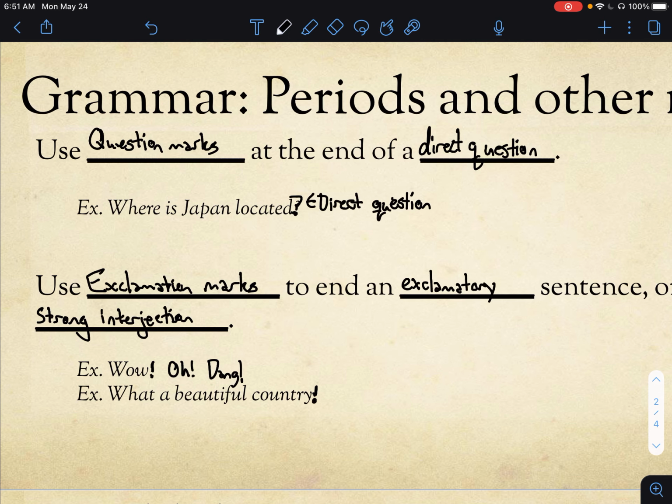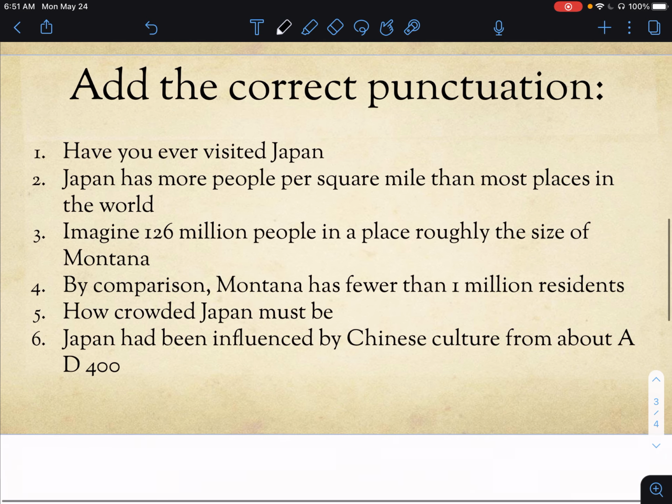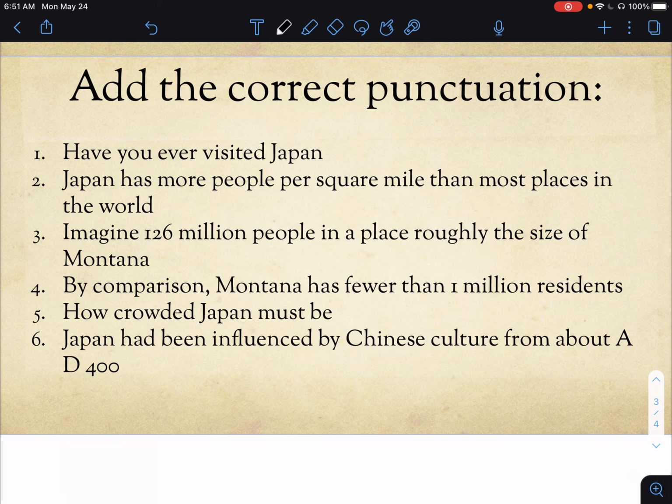Okay? All right. Underneath, there is a punctuation activity where I'd like you to add the correct punctuation. There are 6 questions. Make sure that the periods and the question marks and the exclamation points get to the right spot. And then submit those for a check.